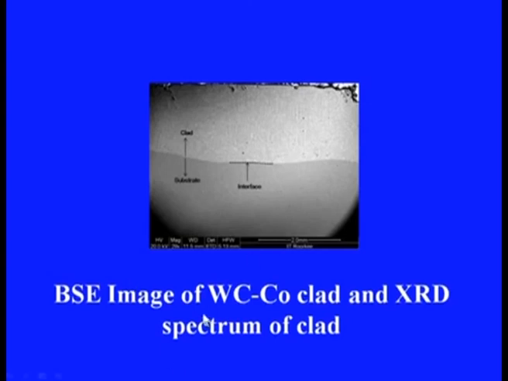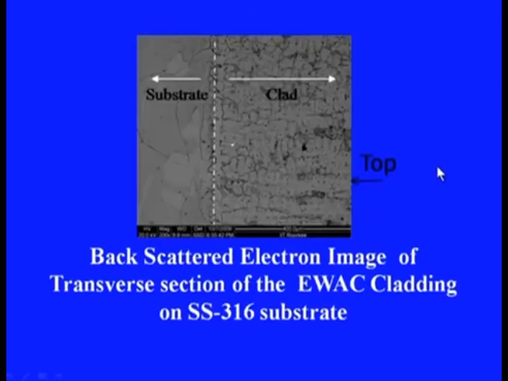As we know, tungsten carbide is one of the very strong materials with a very high melting point, and this is a very good material as far as wear resistance is concerned. Therefore, the tungsten carbide cobalt combination as a cladding material is very good as far as industrial applications are concerned, and that could be developed using microwave energy.